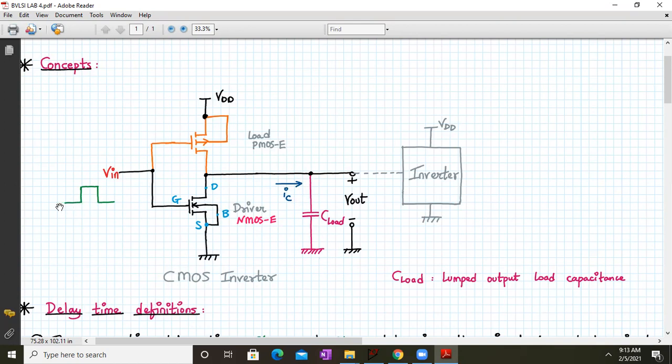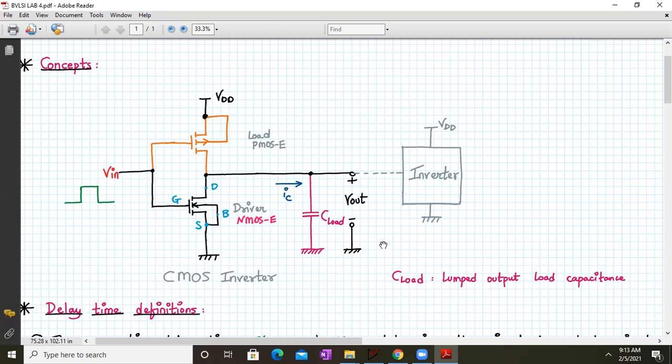Now, one more thing: it depends on how fast your output is charging or discharging. For example, when the input goes from 0 to logic 1, the output will go from logic 1 to 0. So which of the transistors will be on? When the input is 0, your NMOS will be off and your PMOS will be on. Whenever your PMOS is on, that will charge the capacitor. So the capacitor will charge via the PMOS transistor. Whenever the input is 1, your NMOS is on and your PMOS is off, so your capacitor will discharge via NMOS.